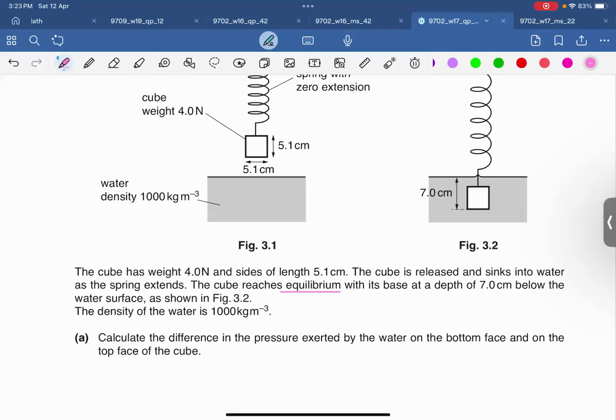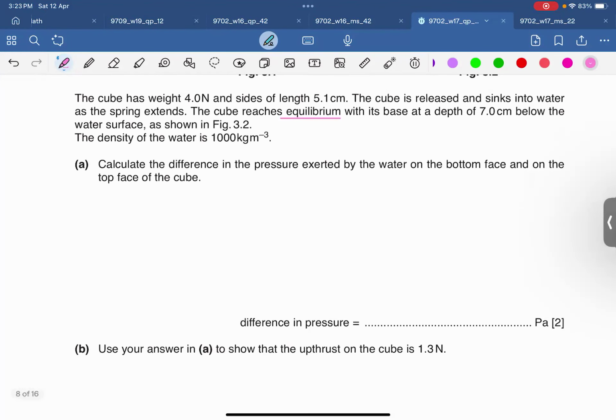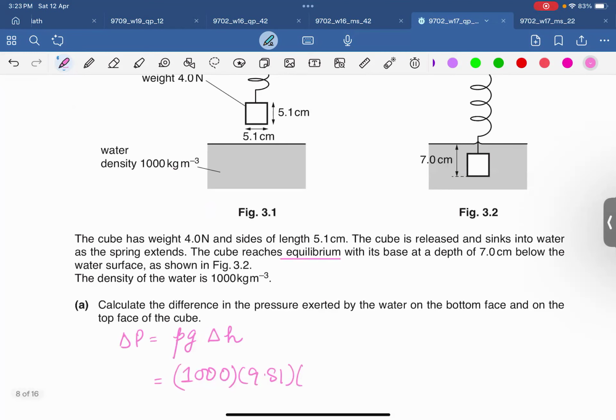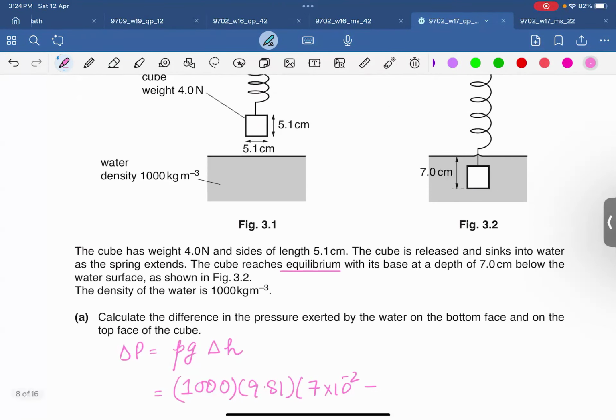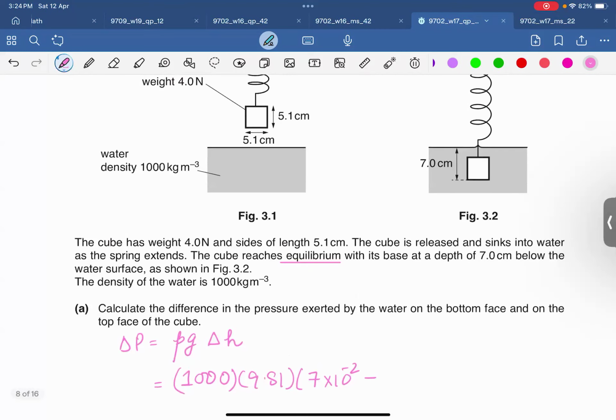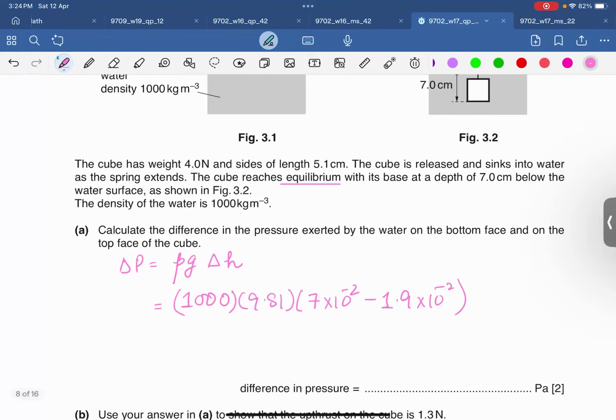You know that the difference in pressure is basically rho g and the difference in h, right? So rho is the same, and g is also the same, 9.81. The pressure would be, you are basically taking the depth minus the top. So the depth is 7 centimeters, that is 7 times 10 to the power negative 2, minus 5.1 times 10 to the power negative 2, and you'll get 1.9 times 10 to the power negative 2.